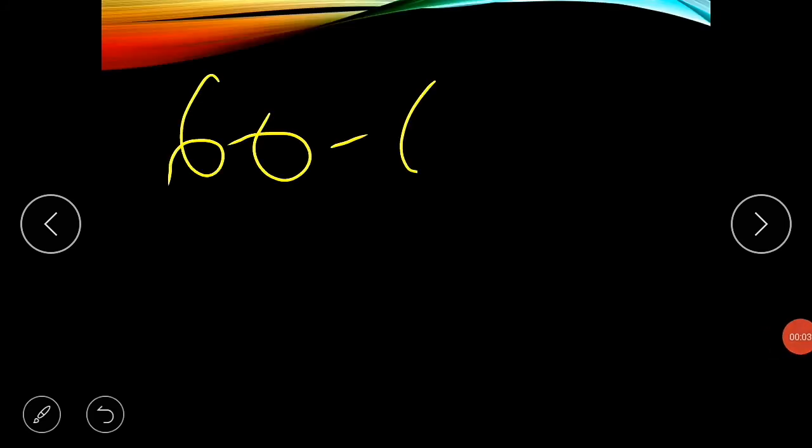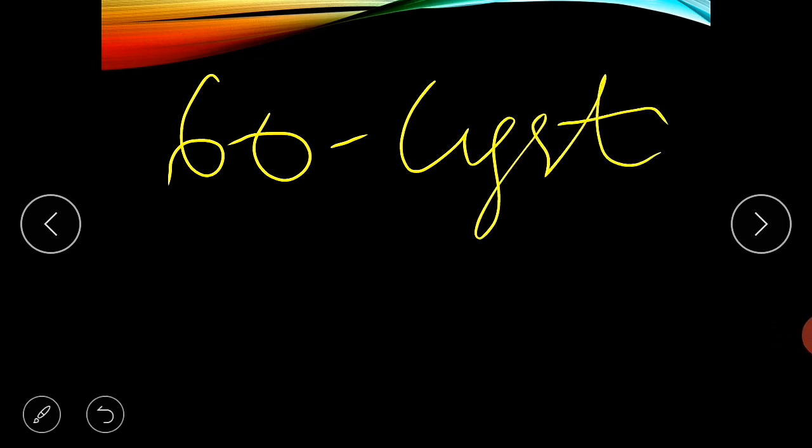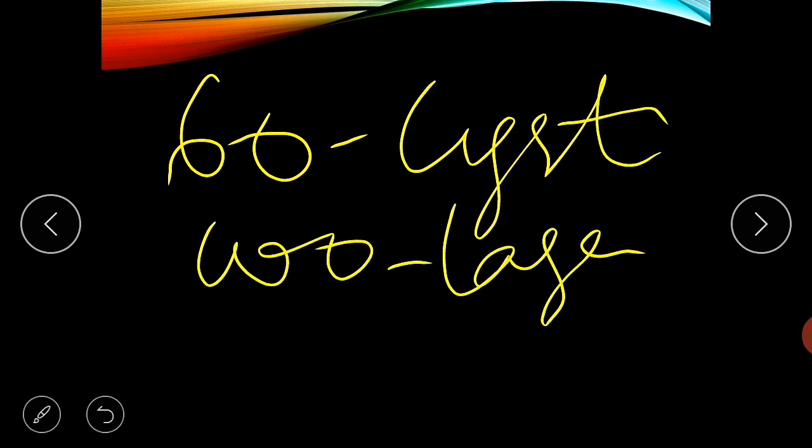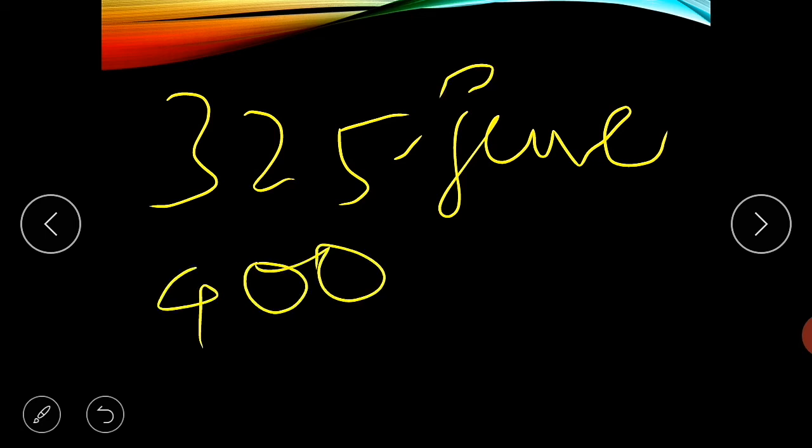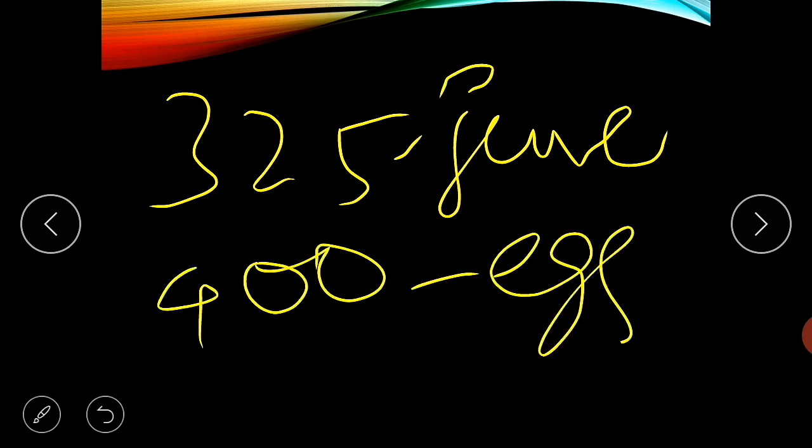Sixty mesh size is important for the cyst. 100 for large size nematode. 325 for juveniles. 400 for X. Okay guys, let's talk about the Baermann funnel method.